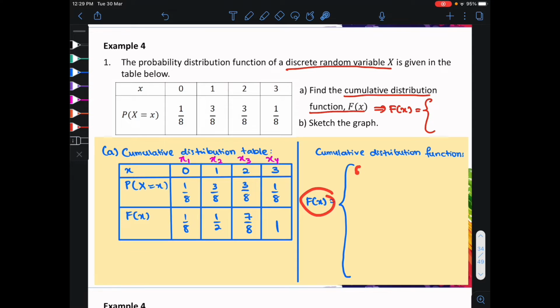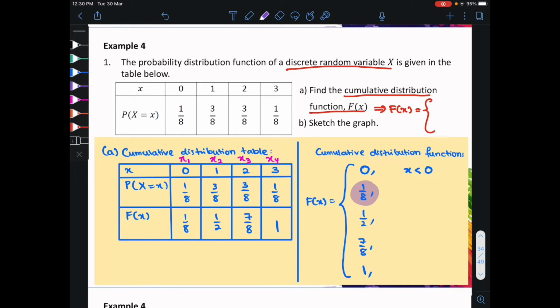F(x) will always start with 0 when x is less than x1. And we already know that x1 is equal to 0. And for the rest of the values of F(x), we're just going to copy down from our table here. So we're going to have 1 over 8 for the second value, 1 over 2 as the third value, 7 over 8 as the fourth value, and 1 as the last value of F(x).